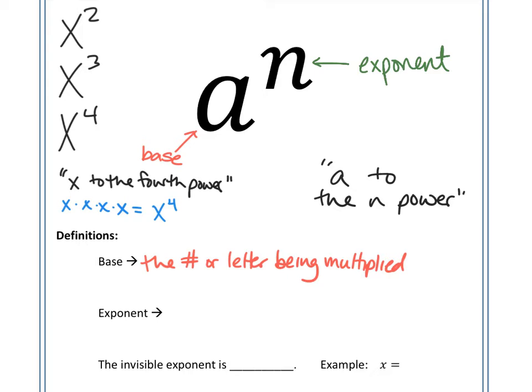The exponent is written smaller on the shoulder, floating off the base. It shouldn't be the same size as the base. It really should be a superscript, like actually up there. It is how many times the base is multiplied.